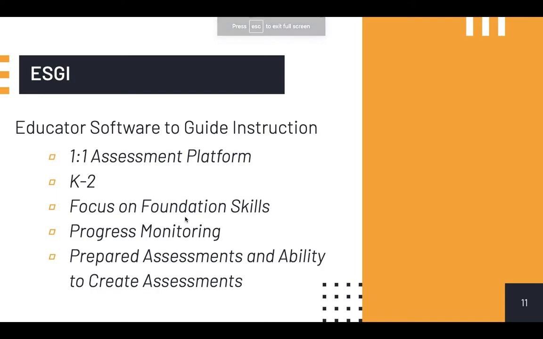Let's start talking about some of our assessment platforms. The Common Assessment Committee that met this summer recommended 2 different platforms to help our teachers as we do assessment this year, remotely, hybrid, and even in person. The first one is ESGI. This is just for our kindergarten through second grade teachers. This is a one-on-one assessment platform. Generally, the focus is on foundational skills such as sight words, letter naming, letter sounds, reading of CVC words. It will allow you to do some progress monitoring. There are some prepared assessments on the platform, but you can also create your own or use District 97 assessments.